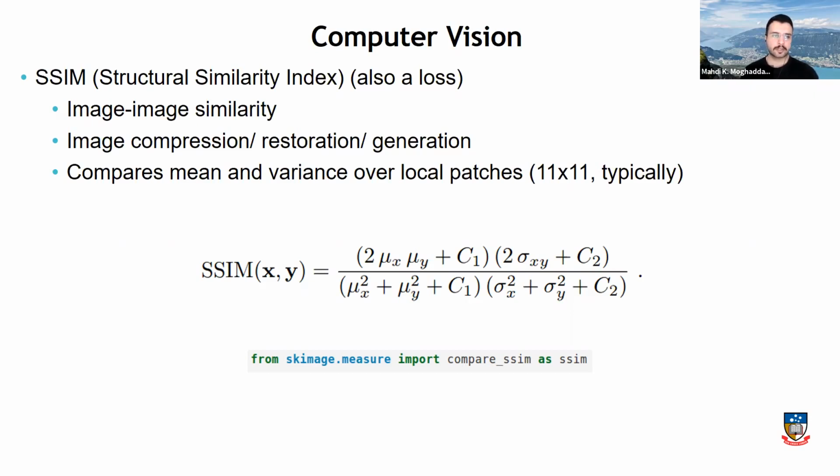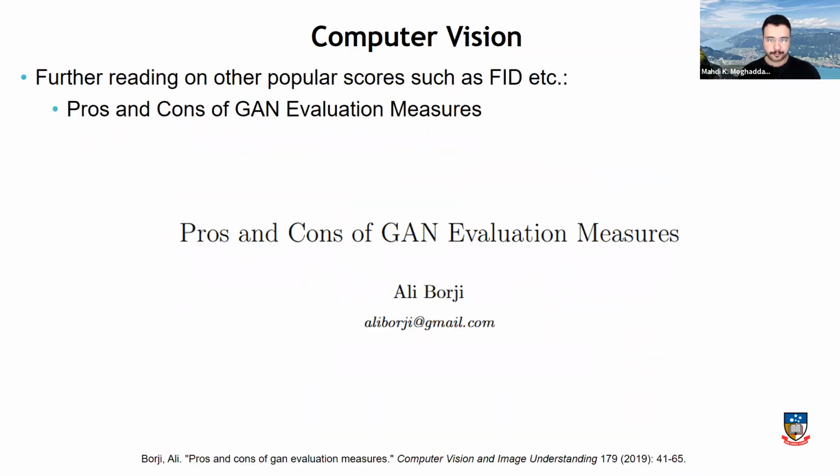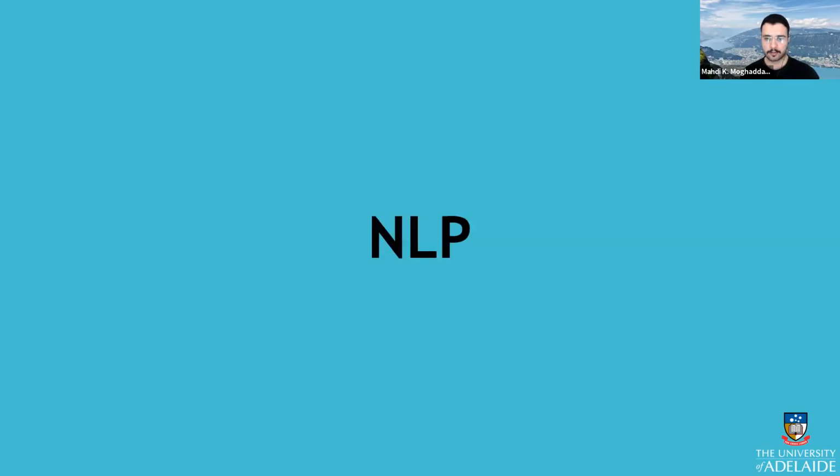Again, another note, this is sometimes also used as a loss function when you are trying to generate good segmentations, for example. And as I mentioned, there's further reading materials if you're interested, and I think that's basically all for the computer vision tasks.